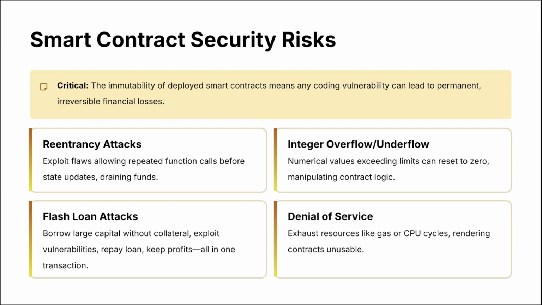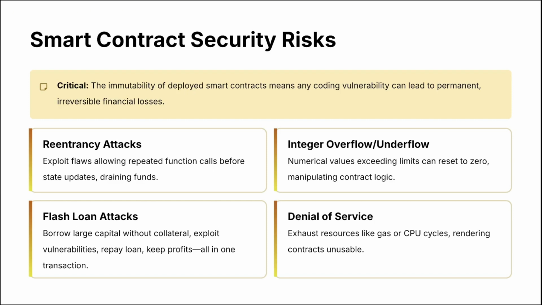So some of the critical risks: we have reentrancy attacks, which exploit the timing of the contract execution. An attacker can repeatedly call a function before the contract updates its state, potentially draining funds. And this was famously seen in the DAO hack on Ethereum.